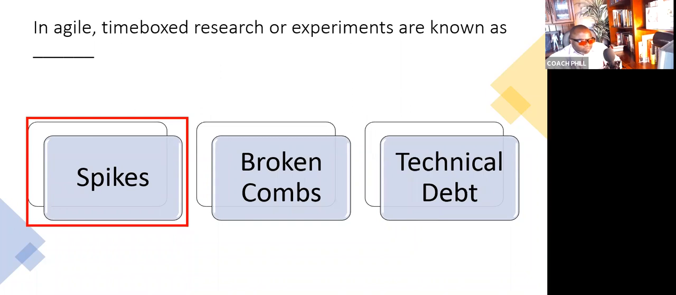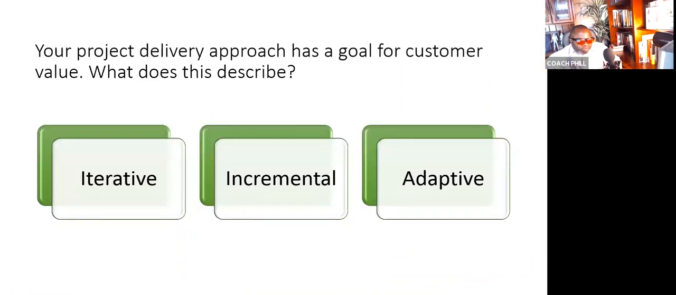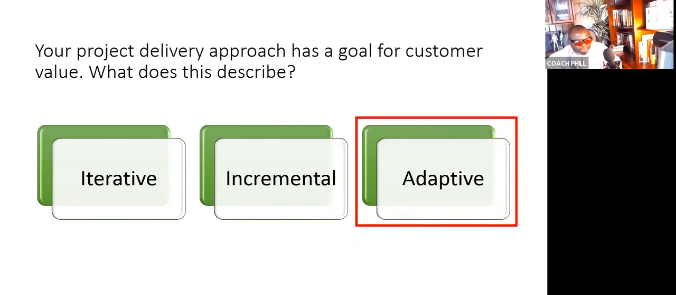Next question. Your project delivery approach has a goal for customer value. What does this describe? Hit the pause button. The answer is adaptive. Remember, adaptive is also known as agile, also known as change-driven. This focus on value is one of the hallmarks of Agile.